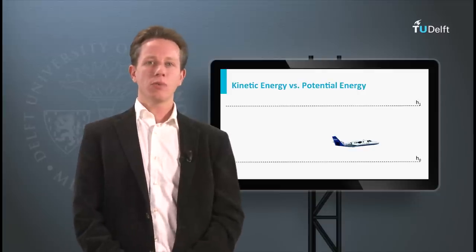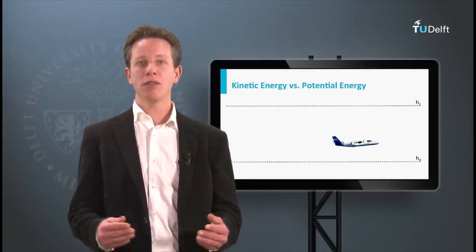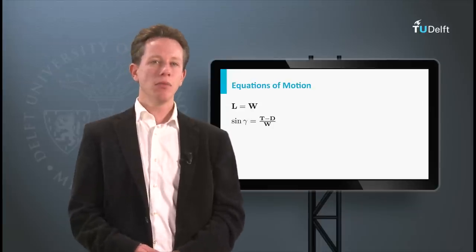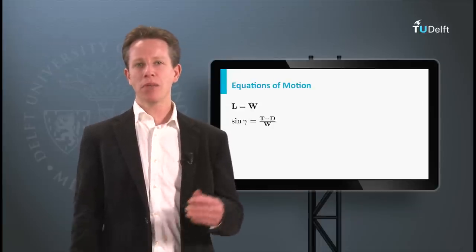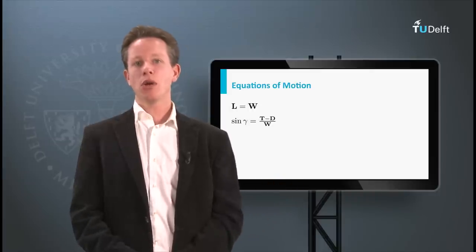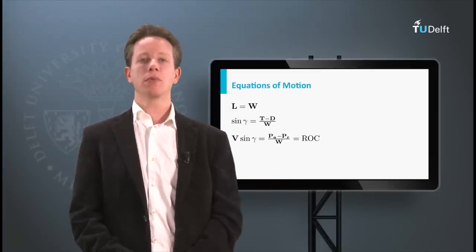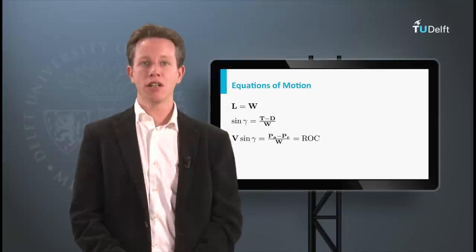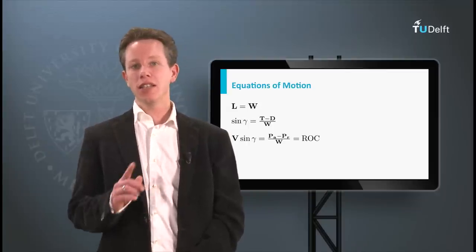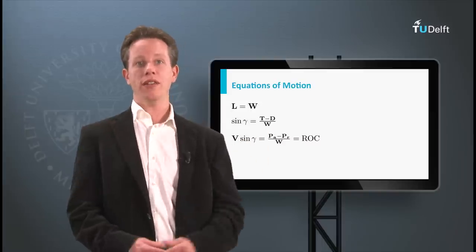Now, earlier, we derived the two equations of motion for steady, symmetric climbing flight. By multiplying the equation of motion parallel to the airspeed vector with the airspeed, we obtained the power equation. And this power equation is what we need to work with because it has the rate of climb as a variable in it. In addition, we should comply with the constraint that lift equals weight.